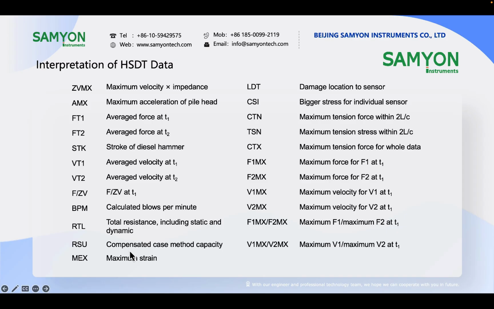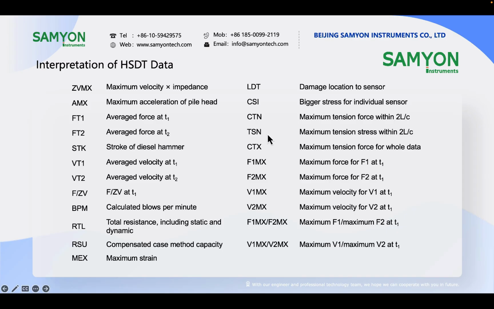RCU, we have explained, is the compensated case method capacity. MEX is the maximum strain of the strain sensors. LDT is the damage location to the sensor. It is used combined with the BTA value. CSI is related to CSX. It's also the maximum compression stress for the pile, but it is the bigger one of the two strain sensors.